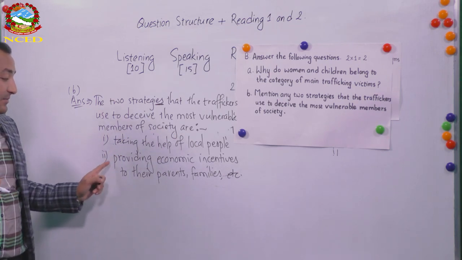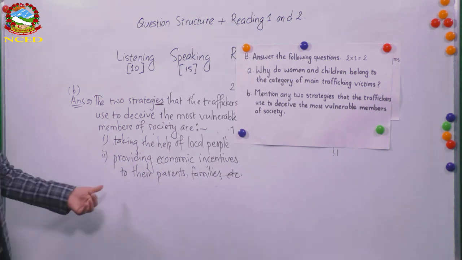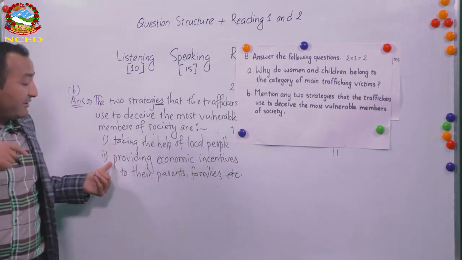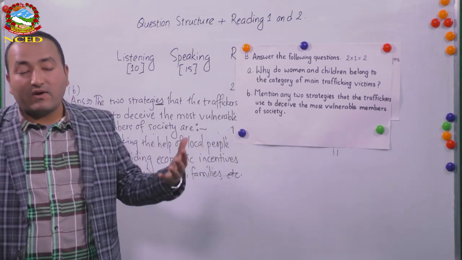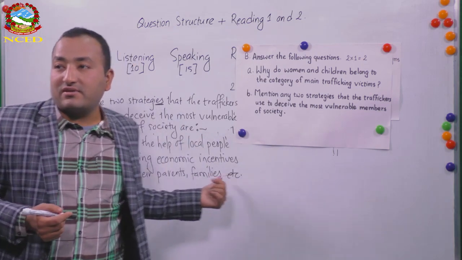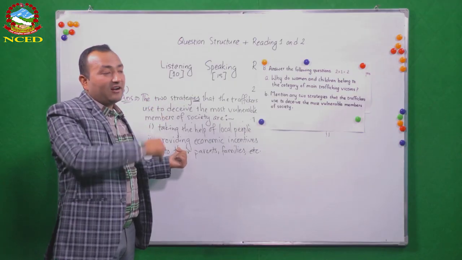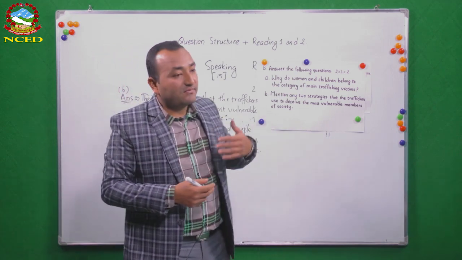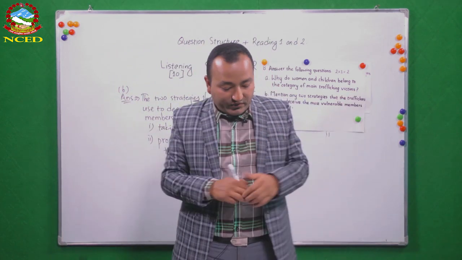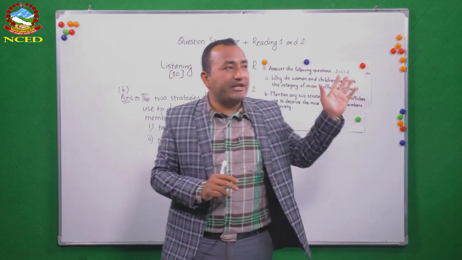And the second one is providing economic incentives, that is giving money. You can write simply giving money to the relatives, to their spouse, wives, husband. If wives are going to be sold, money is given to the husbands, so that husbands will give permission to take the woman or women outside the country. So this is how we did.